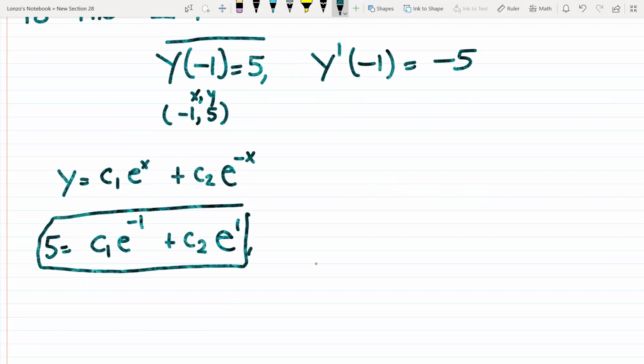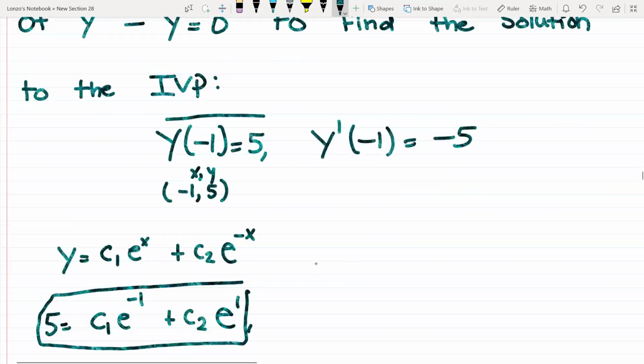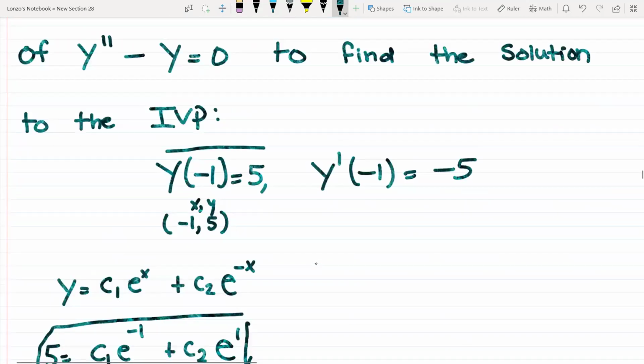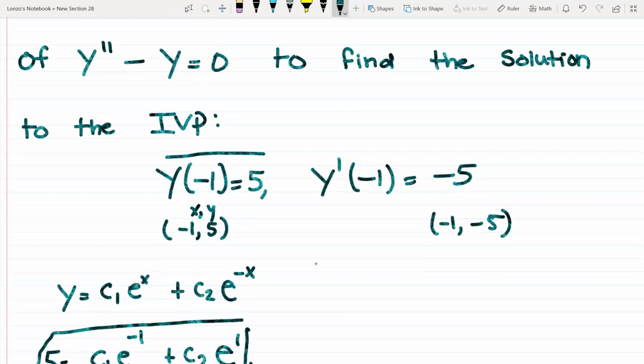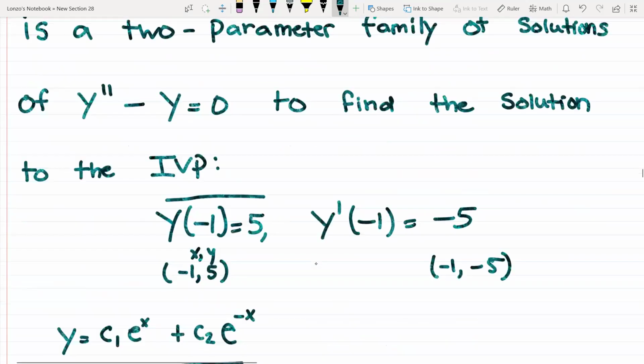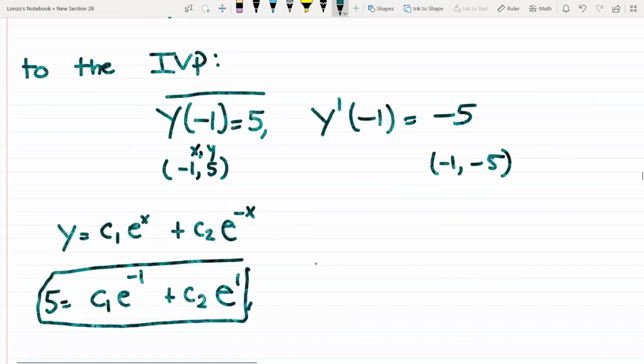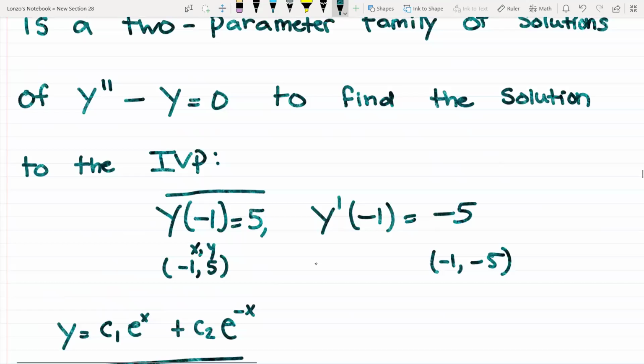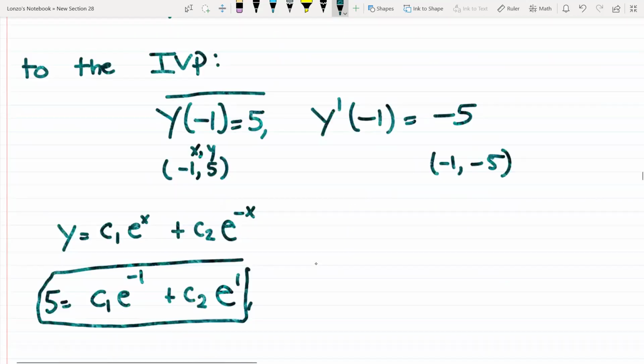Okay, and then our other coordinate, negative 1 comma negative 5. Since this is a first derivative condition, I have to first find my first derivative. If your second condition has a y prime, we're going to have to find the first derivative, or y prime. So here's our y prime, not too bad.